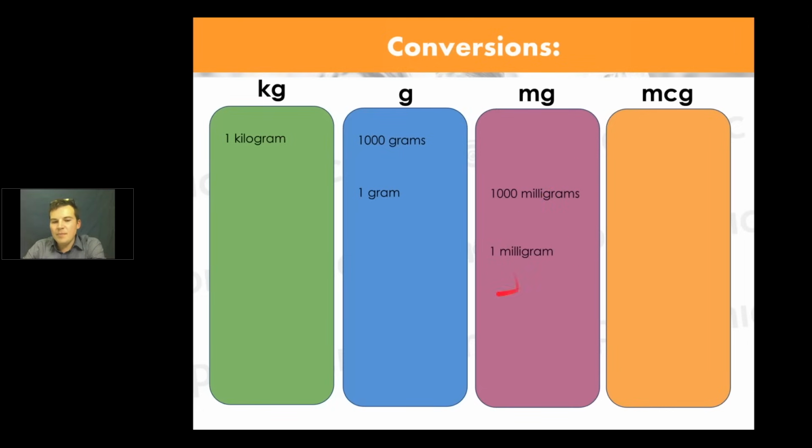So 1 milligram by itself, we move to the right to micrograms. How many micrograms is 1 milligram? 1,000. Simple enough. Now let's make it a little harder. 1 kilogram by itself.